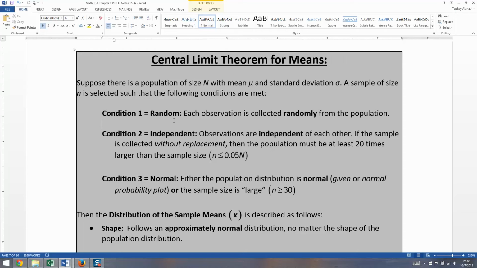Condition number 2 is that when you draw these samples, they must be independent. Actually, the observations within them must be independent of each other. Now, if they're collected with replacement, then this is no problem, right? When you take a die and you pick it up in your hand and you just start rolling it, you have independence because dice are independent. Roulette wheels are independent. Lotto number drawings are independent, things like that.